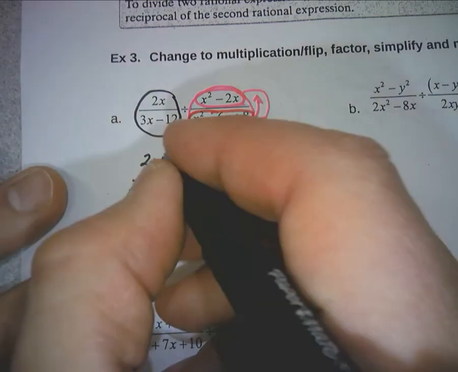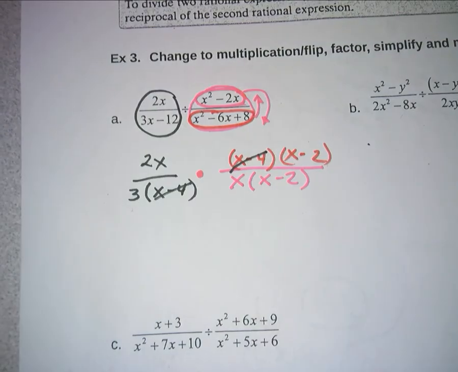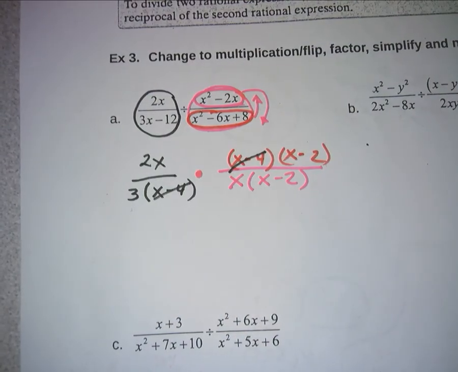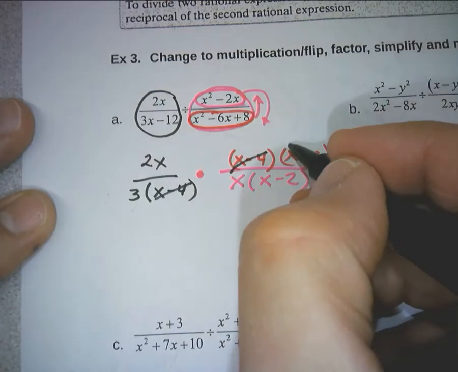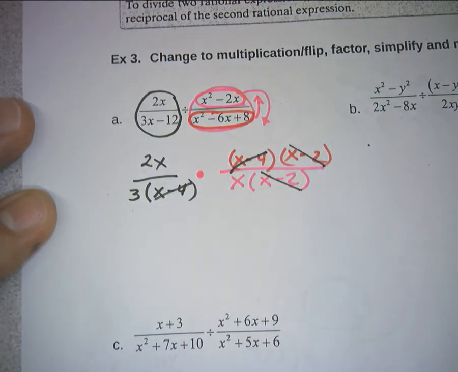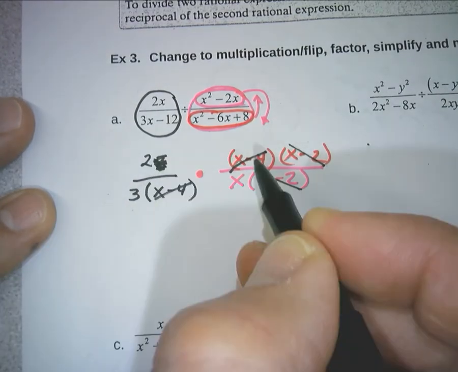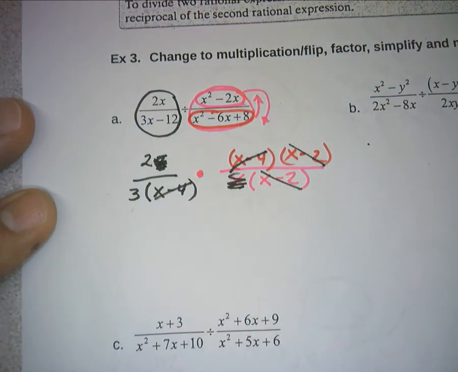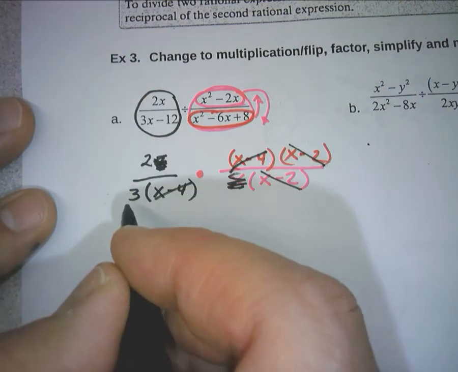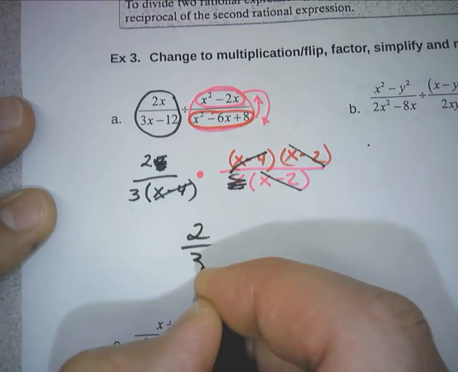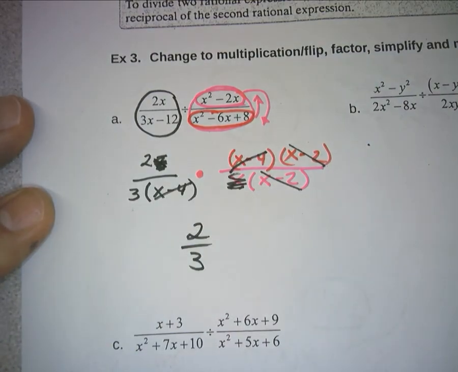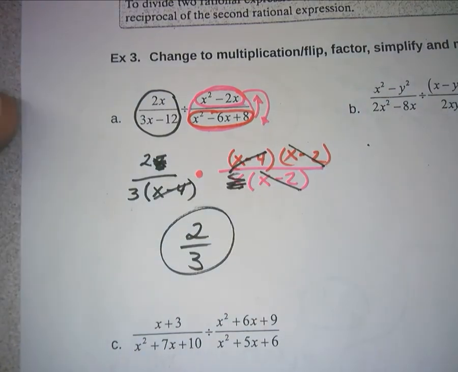X minus 4. Boom. What else can we karate chop? Isabel, fantastic. What else do you guys see? X minus 2. Karate chop. And the last thing I see is, again, I got some monomials here. Monomials can reduce monomials. So this x reduces this x. And what I got left is 2 over 3. That's it. Final answer.